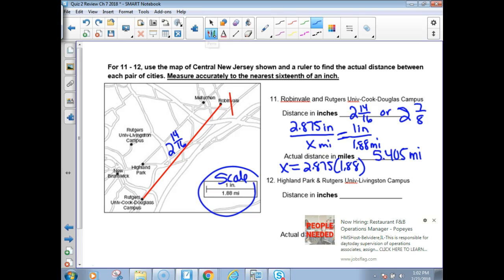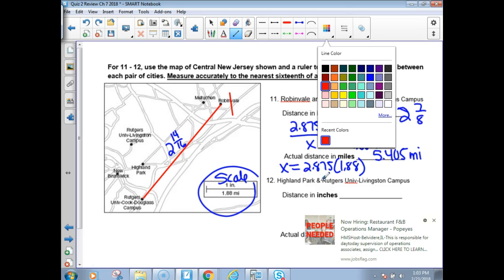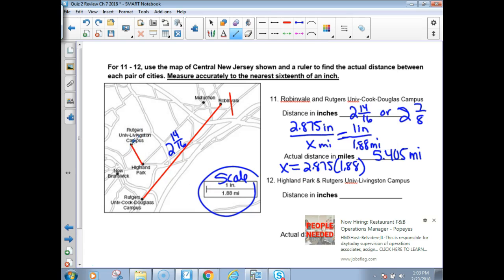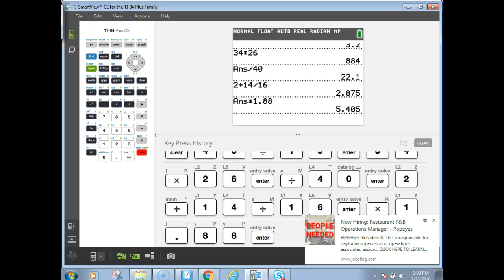Next measurement we need to do is, let's see what they say here, from Highland Park to Rutgers University, Livingston. There's the Rutgers one right here. We want to go to Highland Park. Okay, you measure that on your ruler. Some of you will be getting 8/16, and some of you will think it's 9/16. Use whatever, because it's kind of in between. So whichever you choose, convert that to the decimal. Of course, 8/16 is simply a half, which is 0.5.